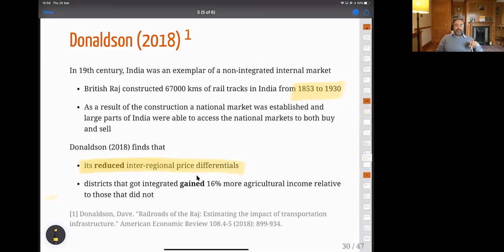What Donaldson finds is that some districts got access to railways, others didn't. The districts that got integrated with the railway got 16% more agricultural income relative to those that did not, right?